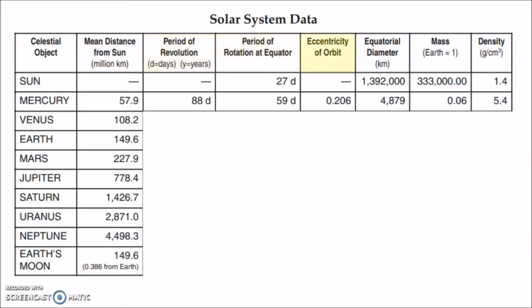The next piece of information we're given is eccentricity of orbit. Refer back to our lesson last week when we talked about eccentricity. This means whether the orbit is going to be more circular or more oval. And the last three we'll talk about the planet itself. Equatorial diameter means how wide it is at the equator, how big the planet actually is, mass means how much it weighs compared to Earth, and the density it's going to have.